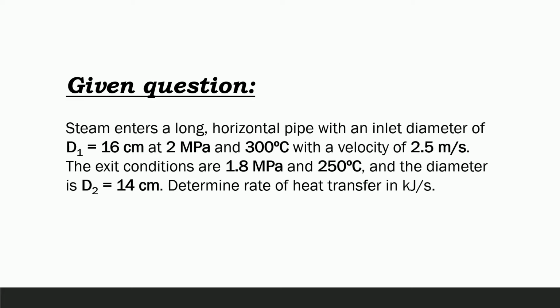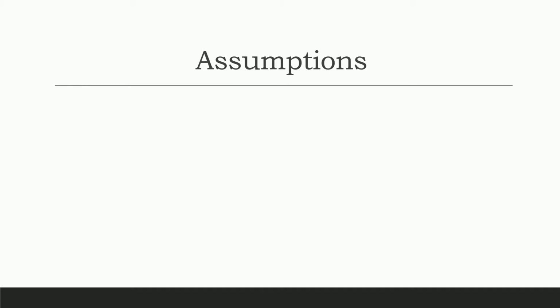We are given question 13 of the tutorial, which is that steam enters a pipe, and we are given the inlet and outlet diameter, pressure, and temperature, as well as its velocity, to determine the rate of heat transfer in kilojoules per second. Before we proceed with the calculations, we have to make a few assumptions.